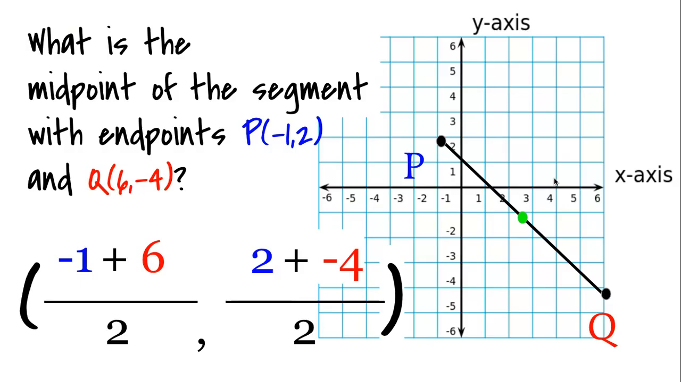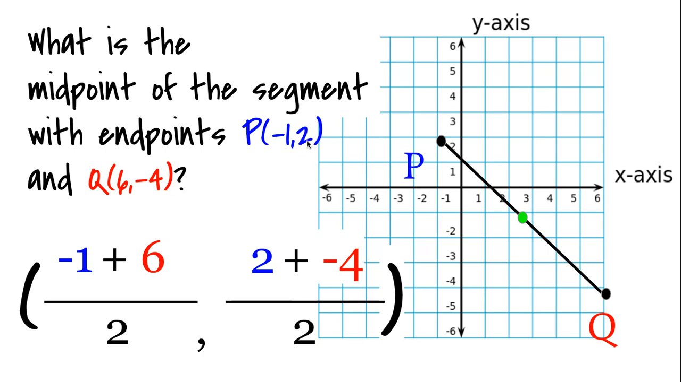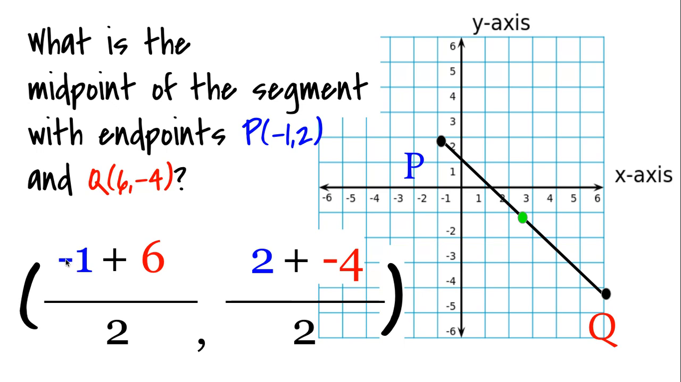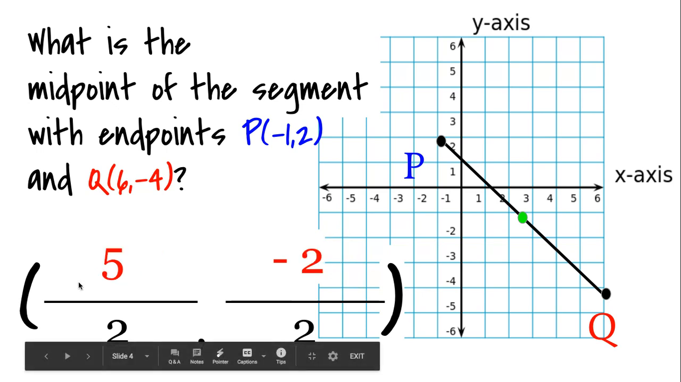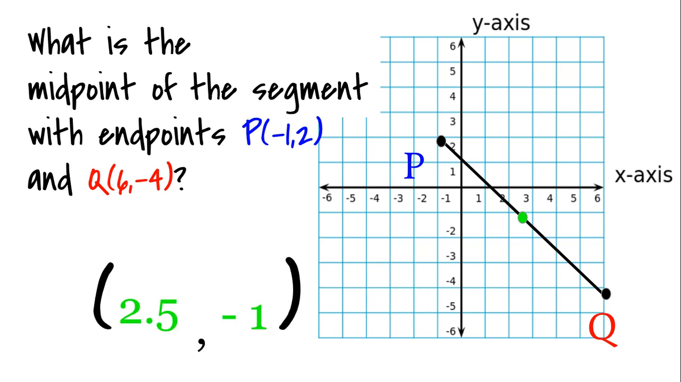An example: what is the midpoint of the segment with endpoints P (-1, 2) and Q (6, -4)? We place our x's over here, adding them together and then dividing by 2. And now we take our y's, our 2 and -4, and we're adding them and dividing by 2. Handling this operation here, you can plug it into your calculator, making sure to use this negative sign. We'll get 5 and -2. Dividing each by 2, we get our midpoint, 2.5 and -1.